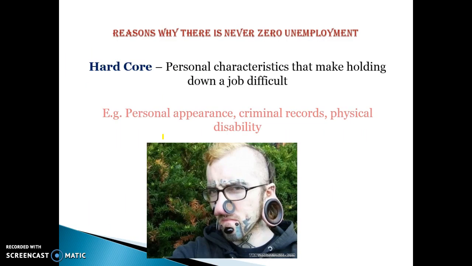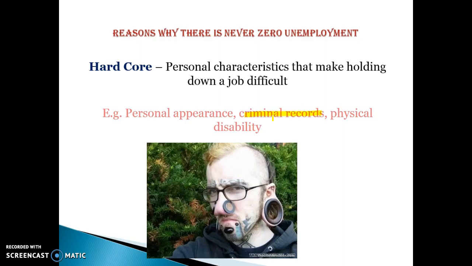And the last one is hardcore unemployment. That's basically when you have certain characteristics that make it hard for you to hold down a job. So you might be annoying, you might have issues associated with your personal appearance, you might have a criminal record, or a physical disability which prevents you from working. All of these are forms of hardcore unemployment. Certain characteristics that make it too hard for you to find a job, even though you are looking.